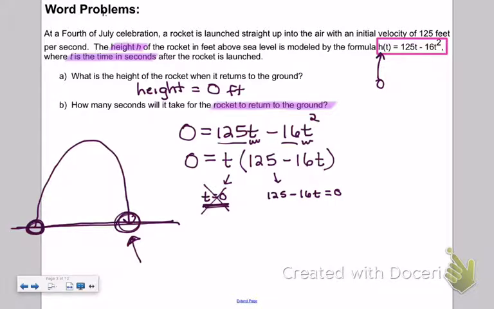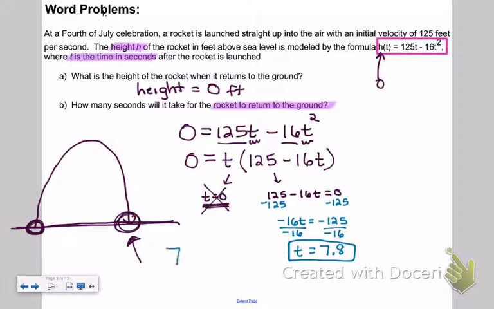Let's solve for t over here. The first thing that I need to do is move the non-variable term, so I'm going to subtract 125 from both sides. I'm left with negative 16t equals negative 125. And then I need to divide negative 125 by negative 16. When I do that, I get t is equal to about 7.8. So, because it's a word problem, we need to answer in words. So, we say t is equal to 7.8. T is the time in seconds. So, our answer is 7.8 seconds.